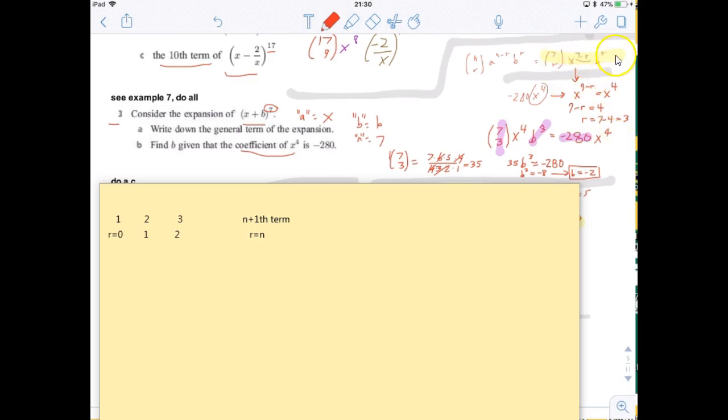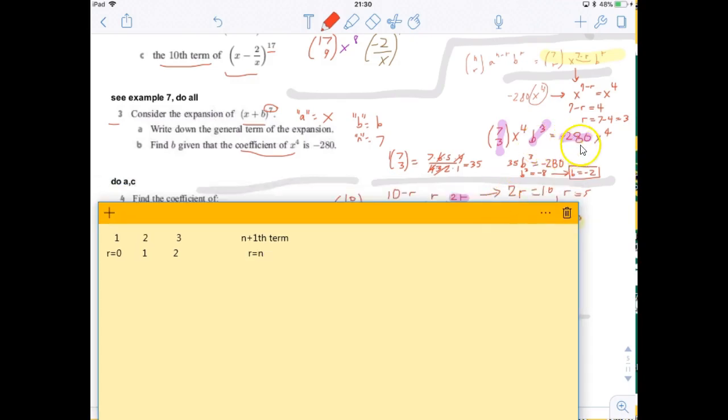So r equals 3. Now that we know that r equals 3, we're going to go back and put 3 in here, put 3 in here, put 3 in here. We're going to get 7 choose 3 times x to the 4th times b to the 3rd. We still don't know what b is. It's kind of like an unknown. That equals negative 280 x to the 4th. Of course the x to the 4th match, because that's the whole reason why we put r equals 3, to make the x to the 4th match. So we know this matches with this. Now this purple expression and this purple expression multiplied together must equal negative 280.